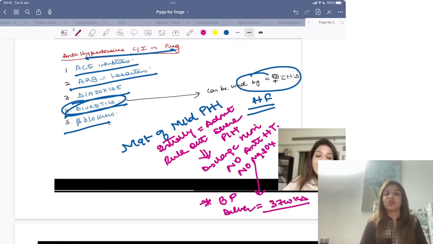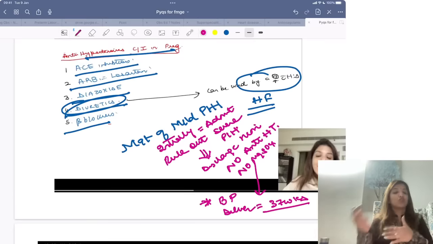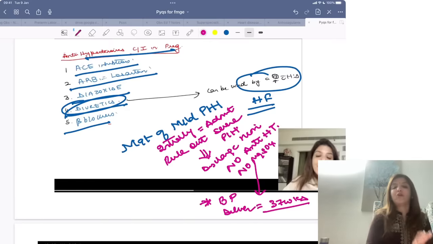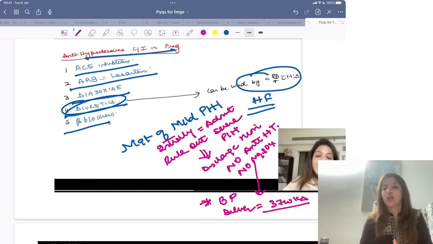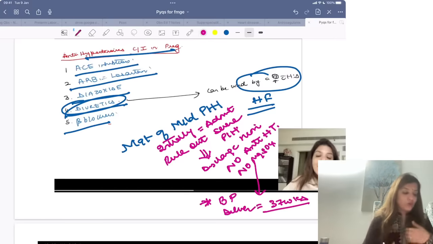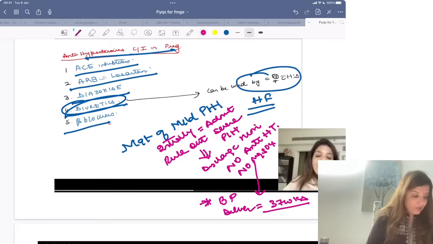No antihypertensive. No magnesium sulfate. Initially, you will admit them. You will see whether one of them is actually a patient of severe PIH. Once you are sure that they belong to mild PIH, you are going to discharge them. And you are going to tell them to come to you regularly and to get their BP monitored in their homes as well. And you are going to deliver them at 37 weeks. Right?